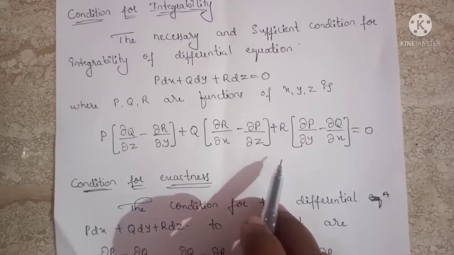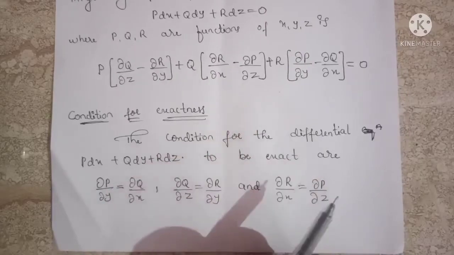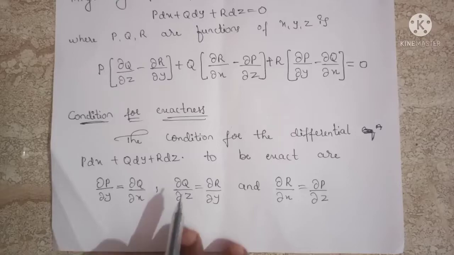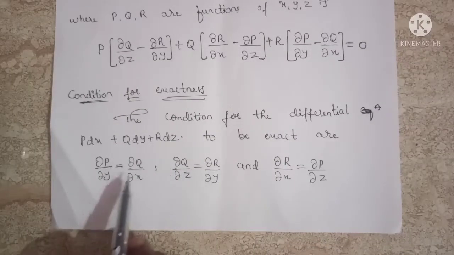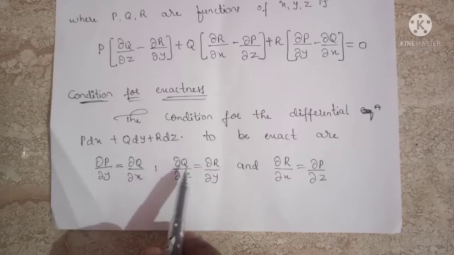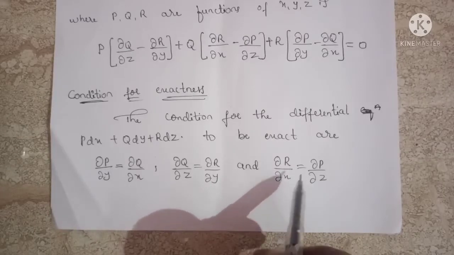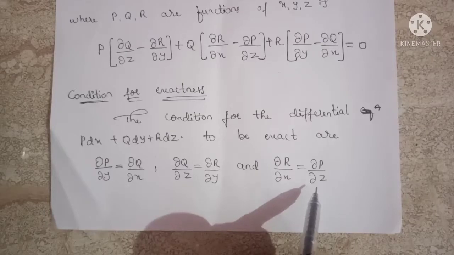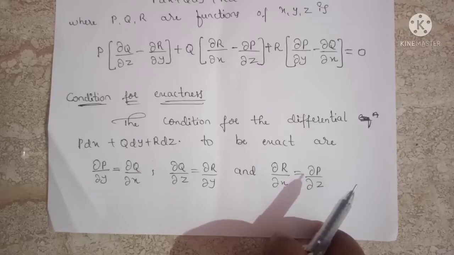Okay. In the same way, we have the condition for exactness of the given equation. The given differential equation is said to be exact if it satisfies this condition, that is, ∂p/∂y equals ∂q/∂x, ∂q/∂z equals ∂r/∂y, and ∂r/∂x equals ∂p/∂z. If these are true, then we say that the given differential equation is an exact differential equation.